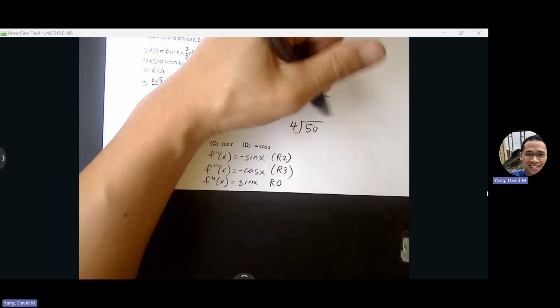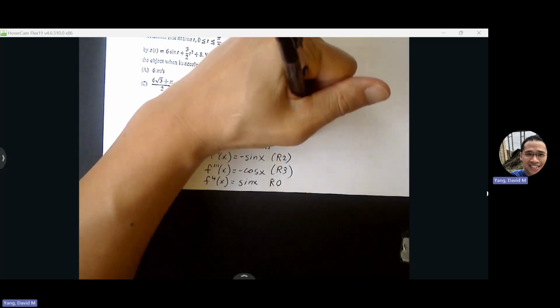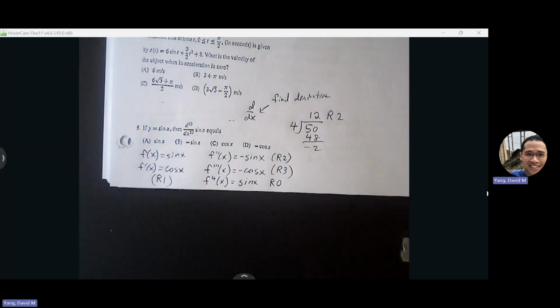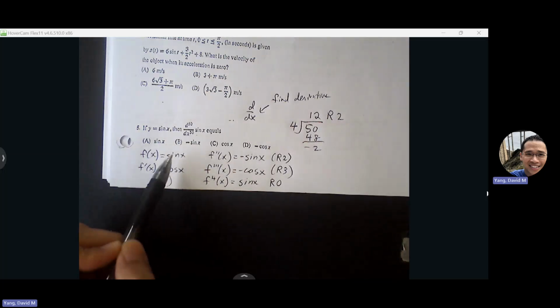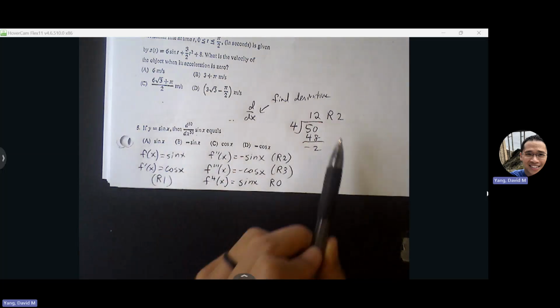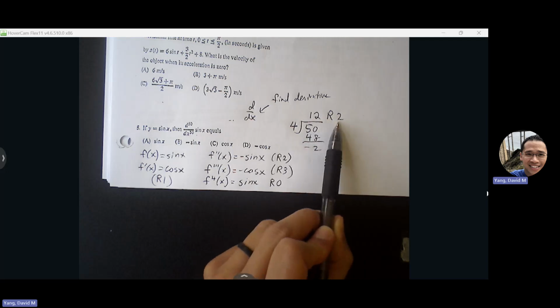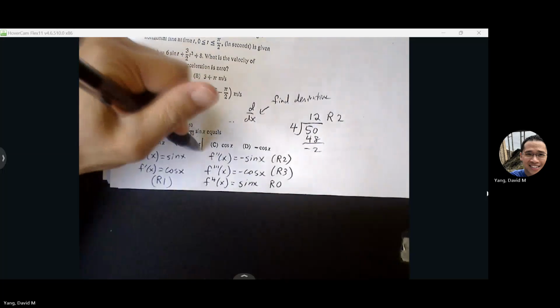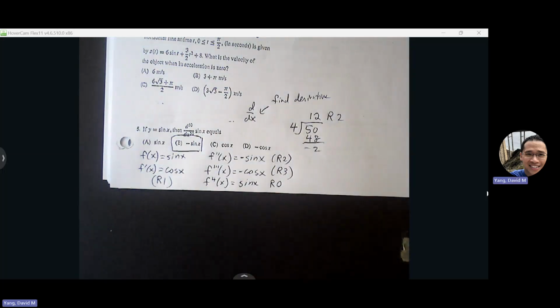So 4 can go into 50 12 times with a remainder of 2. So it's going to complete 12 cycles of going through these 4 derivatives, but then it's going to end at the second one. So we know it's going to end at negative sine of x. So we're not actually doing all 50 derivatives. We're understanding the pattern and then just jumping to the end after we know how many times it's completed the cycle.